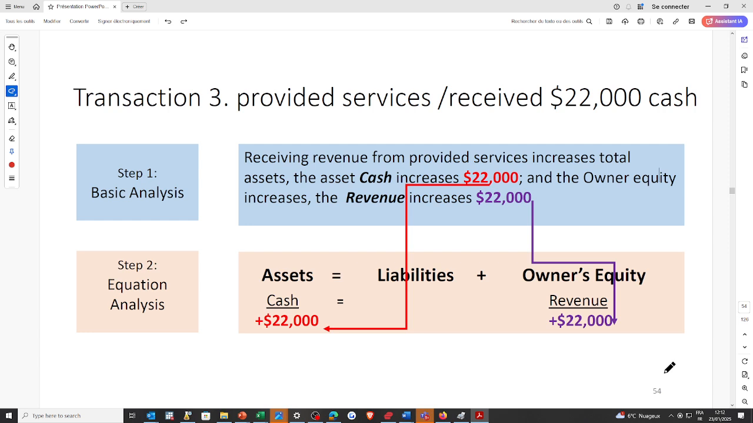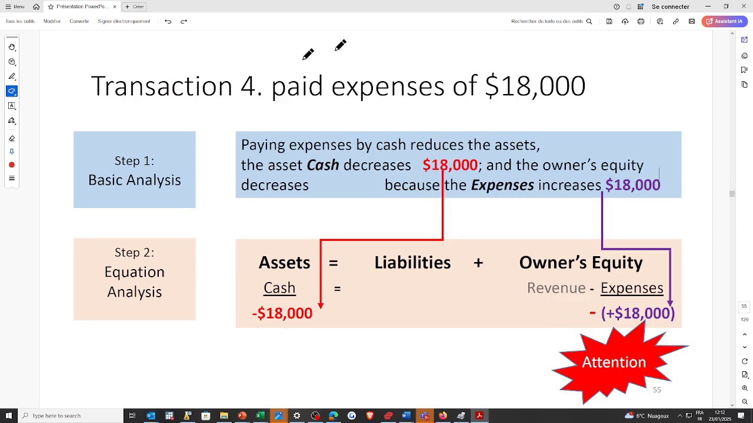And now we look at another transaction. For this transaction, you have to pay attention because it's a paid expense, right? So the first step, basic analysis, you pay expenses by cash, right? By cash. So it means that you reduce the cash asset of the company by the amount of 18,000. So you can see from here, the cash amount decreases, right?